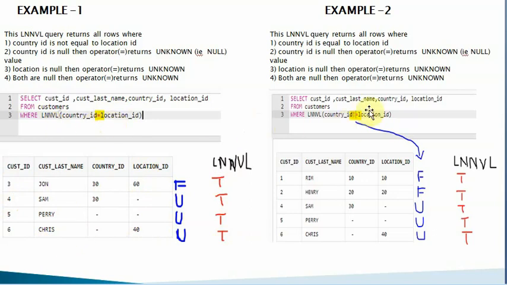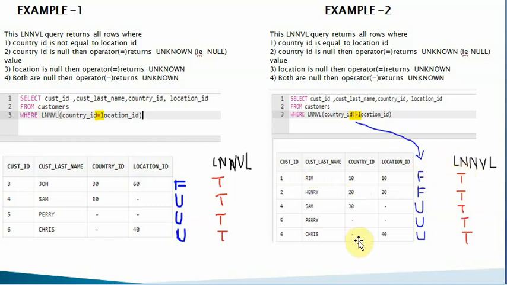Let's see a different example. If we are using not equal to, you can see a different set of rows is fetched. Let's evaluate why these rows are being fetched. In the first row, 10 is equal to 10. I want to fetch all those rows where country ID is not equal to location ID, and then a NOT will be applied on that condition. Here this condition is false, because the values are equal. So for the final LNNVL, it will do a NOT of it, return true, and return this row.